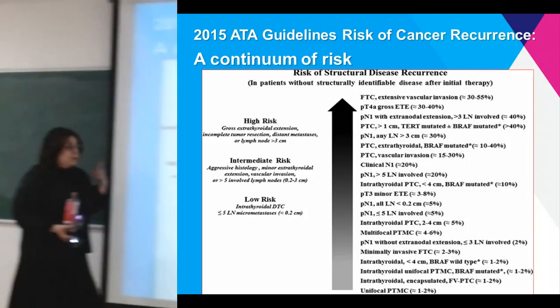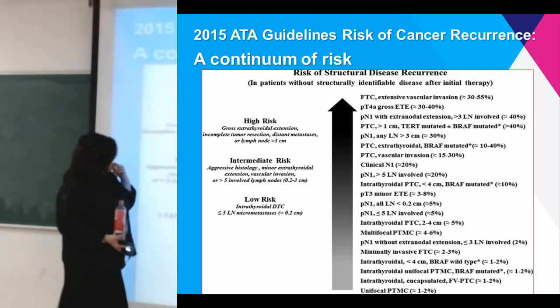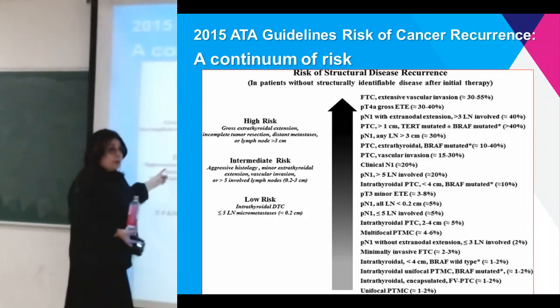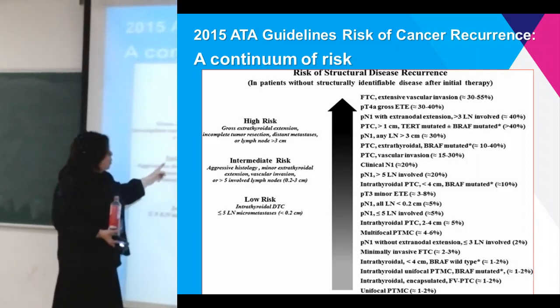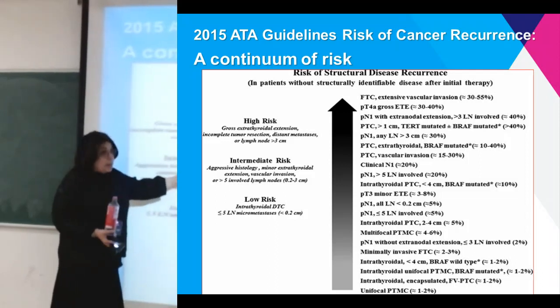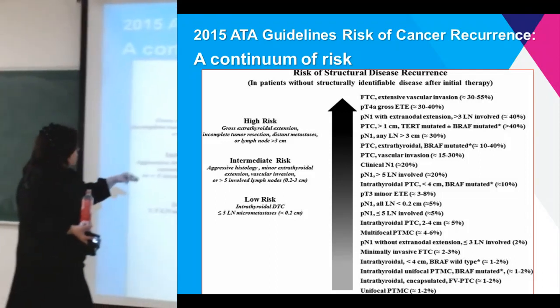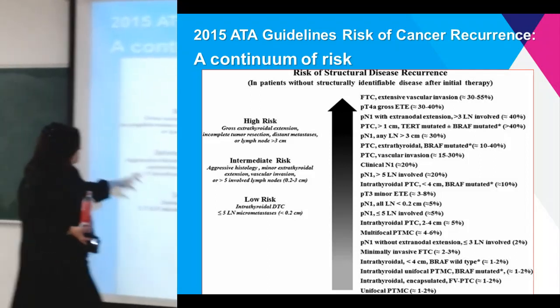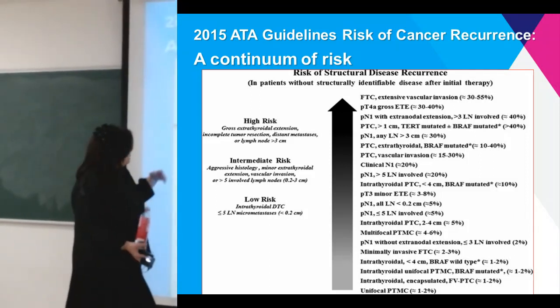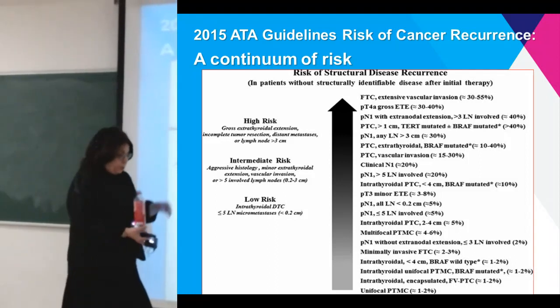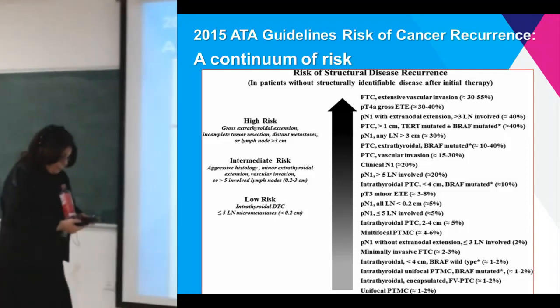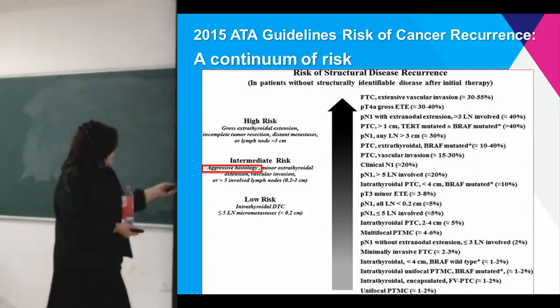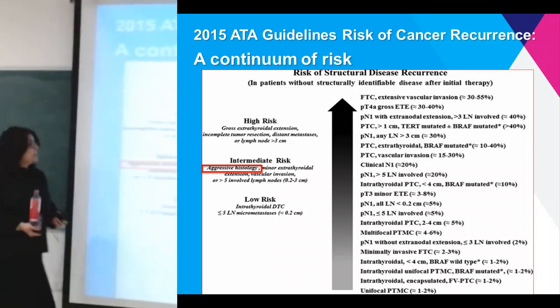So what's an intermediate risk tumor? Well, it's a tumor that could have aggressive histology, or could be outside the thyroid but just a little bit, or could have vascular invasion, or could have more than 5 lymph nodes involved. So it's different features. Okay, and this is where I live, in that aggressive histology place.